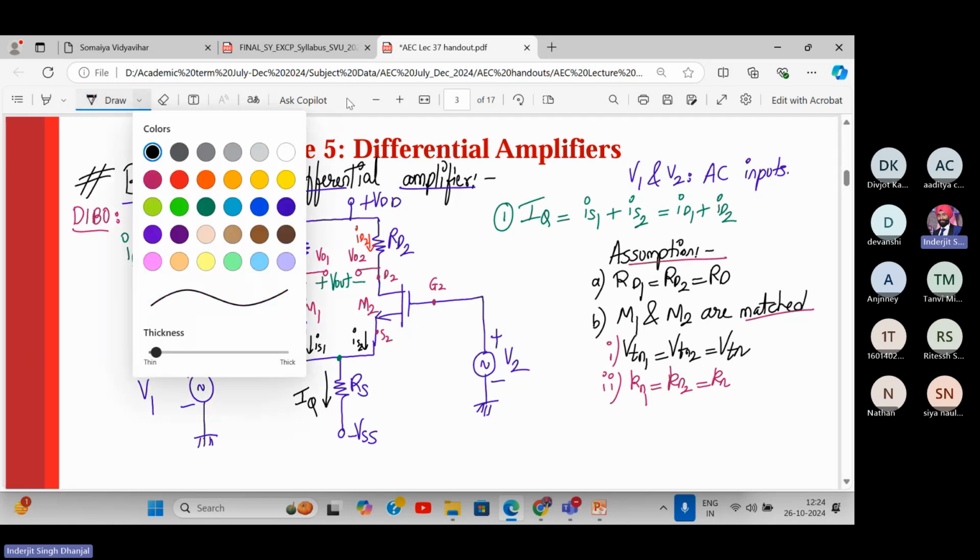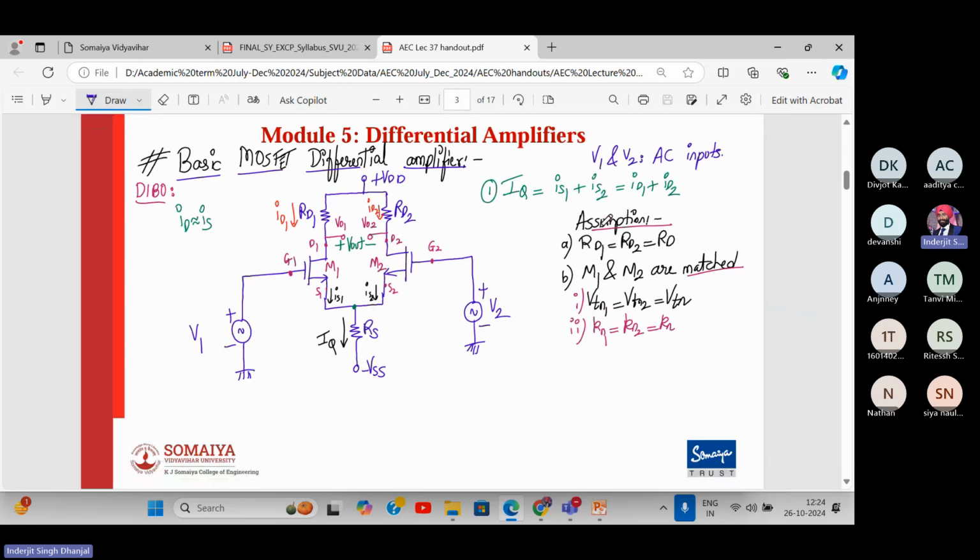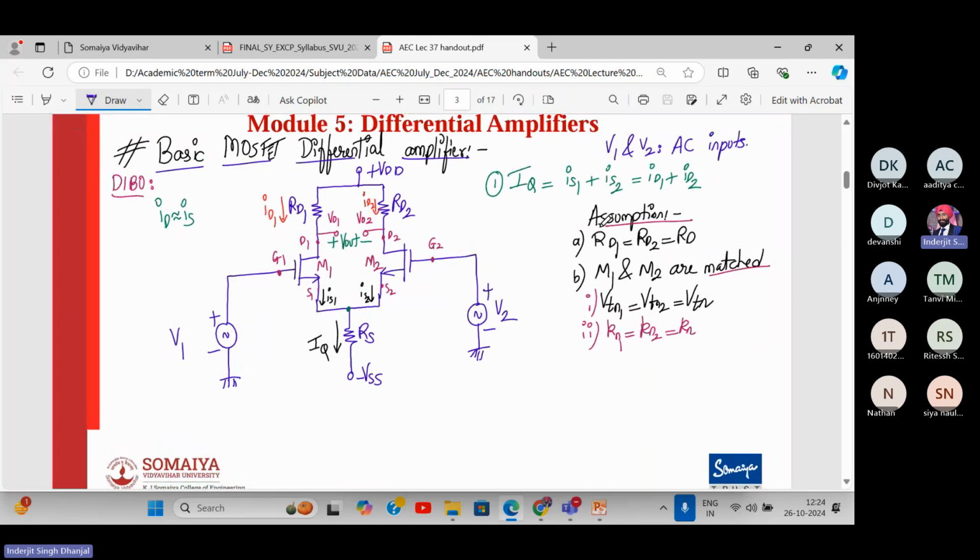Any doubt anyone so far related to this configuration? Hello? You're following what we are doing over here? Yes or no?